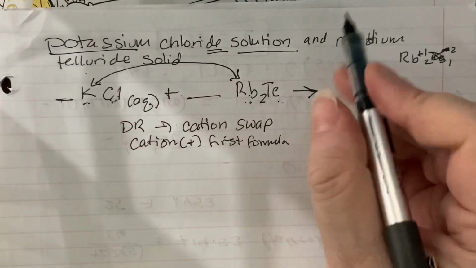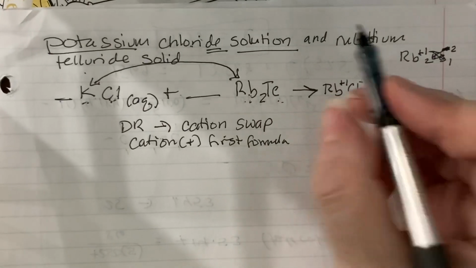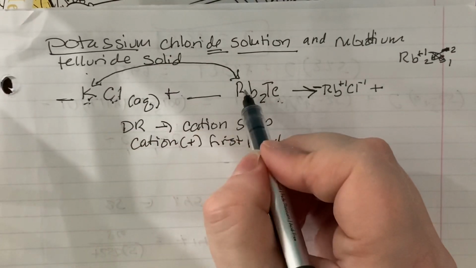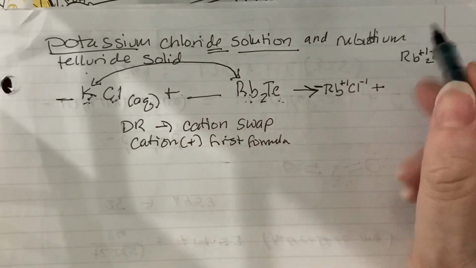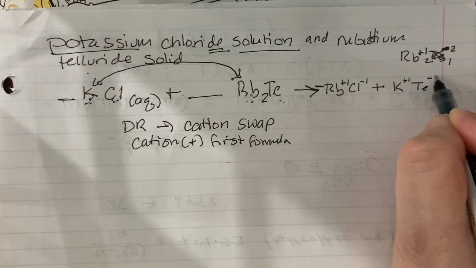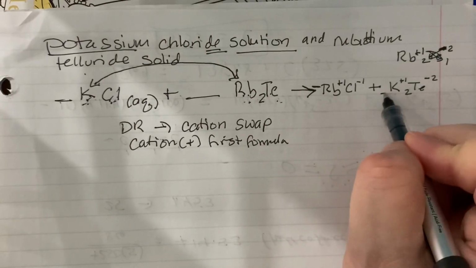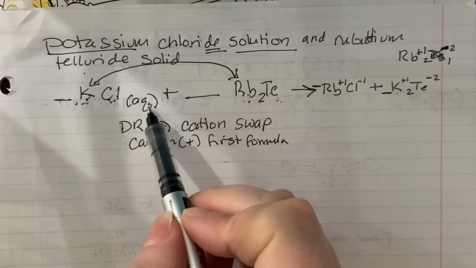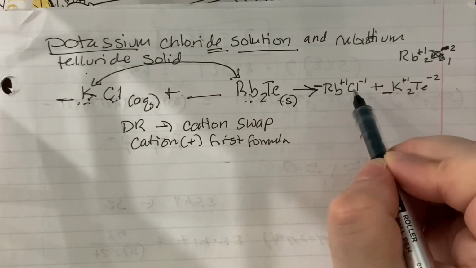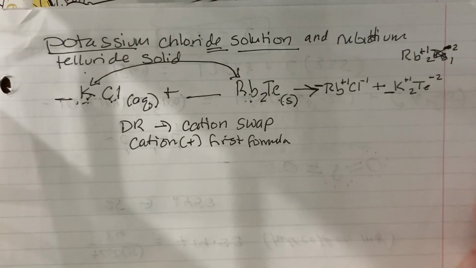So rubidium is now going to be with chlorine. Rubidium +1, chlorine -1, basic ship. Potassium is now going over to where rubidium is. So potassium is with tellurium. And again, you got to re-crisscross each time because there's a different ratio of combinations. Now I have potassium chloride in solution with rubidium telluride solid, makes rubidium chloride and potassium telluride.